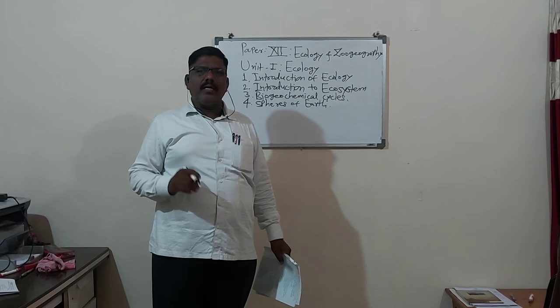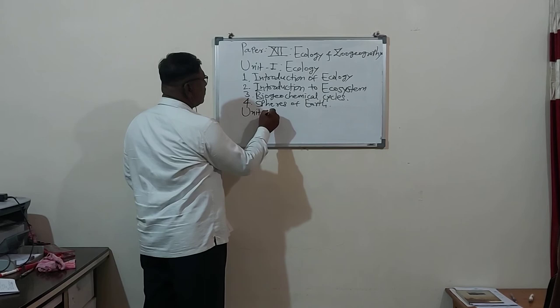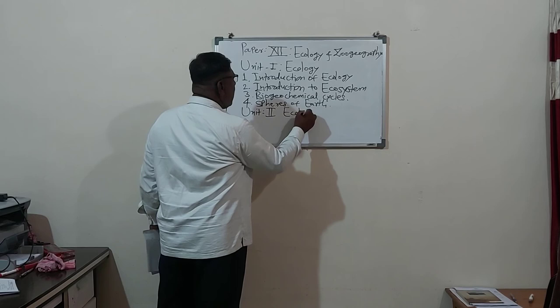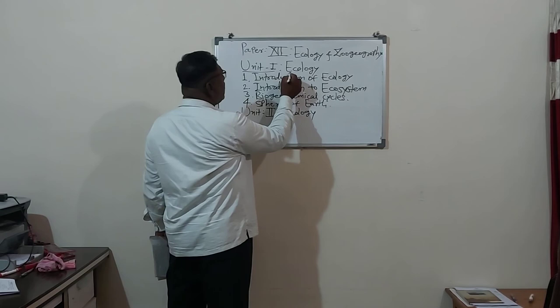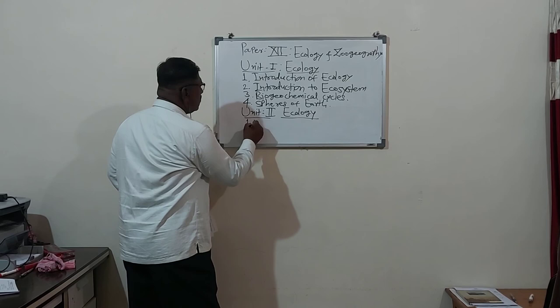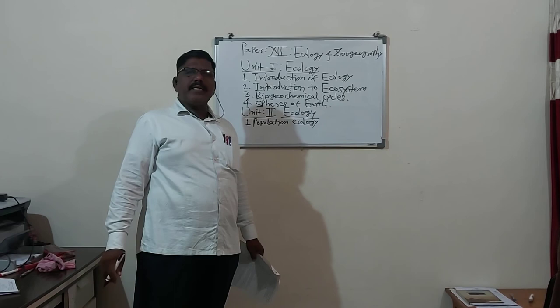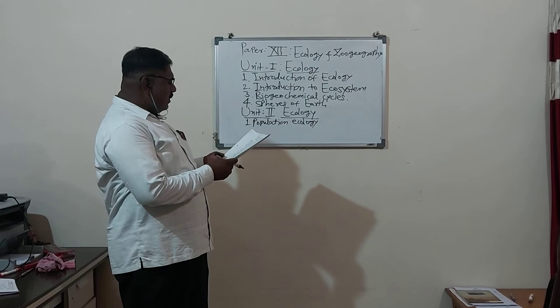After completing this, we have started unit second, which is also on ecology. I am just summarizing what we have completed. Unit first is completed. In unit second, the first chapter is population ecology, which we have completed. We studied the different characteristics of the population. After that, the next chapter we started is biotic interaction.